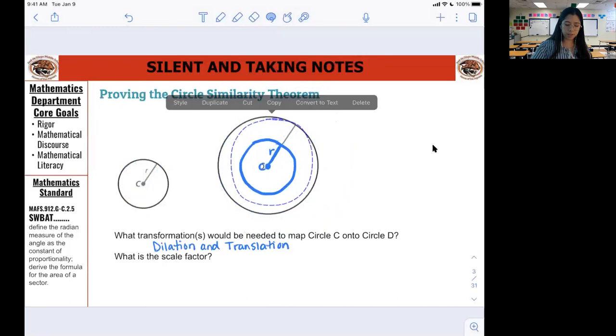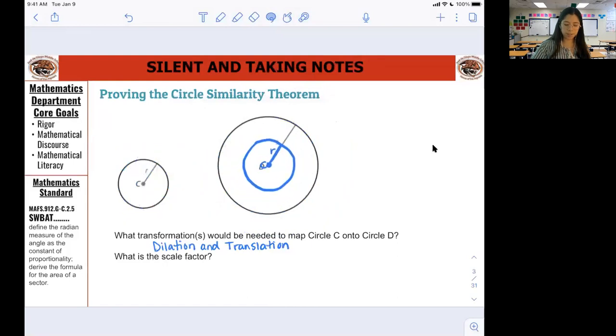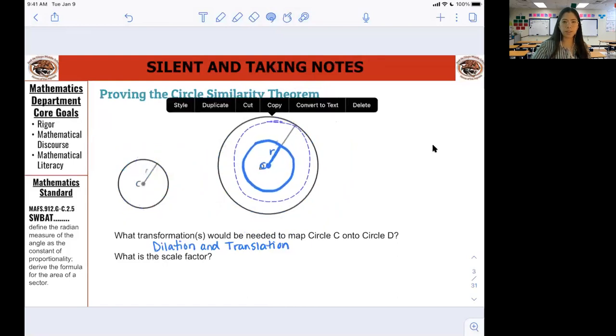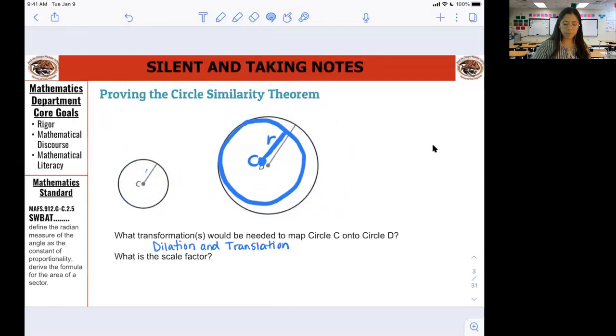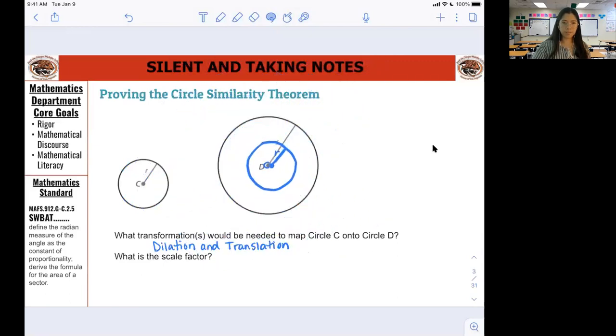It's pretty simple to think about, but that's why all circles are similar, because you can get from one circle to the other by translating it so that the center matches. And then once the center matches, you just dilate it till the whole circle matches. You can make an unlimited amount of circles out of one circle. Tons of different sizes.